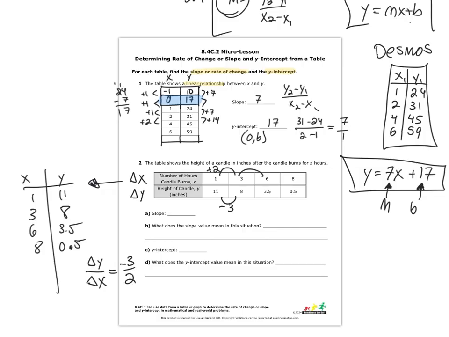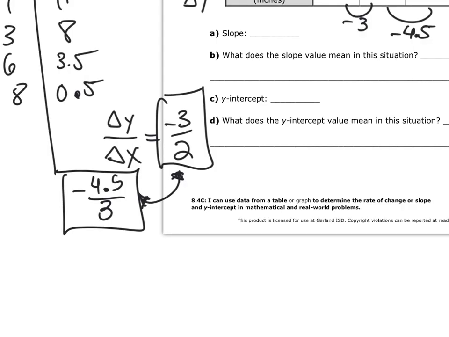Well, here I get plus 3 for my change in x. And here I get minus 4.5 for my change in y. That looks different. Let me write that down. Negative 4.5 over 3. Tell you what, I am wondering, are these two the same or are they different? Let's pause a minute and just look at that. Are these the same or are they different?